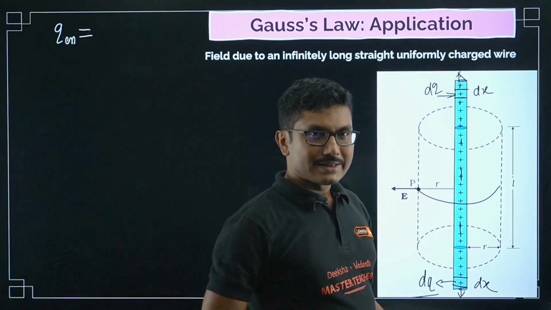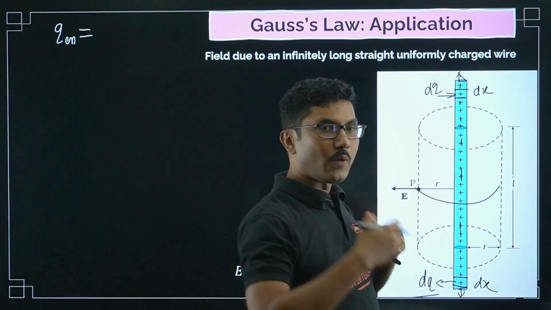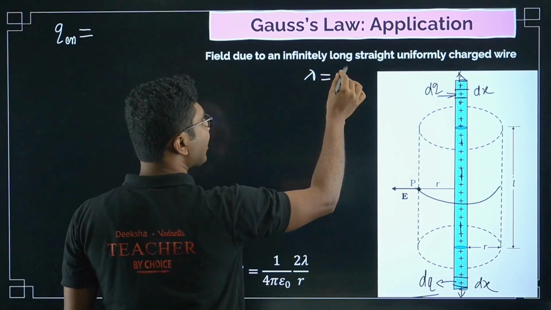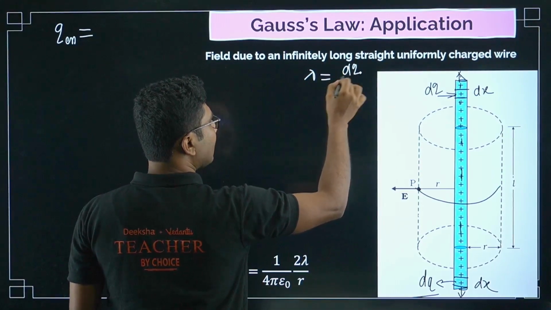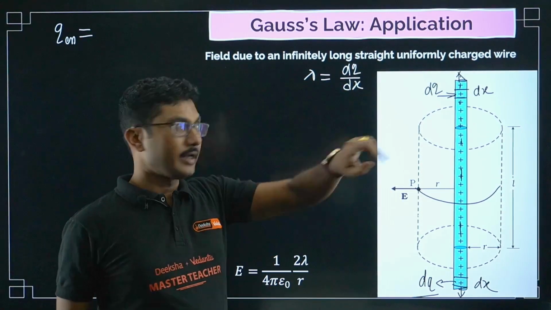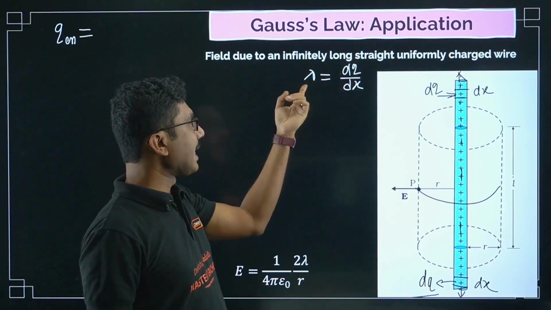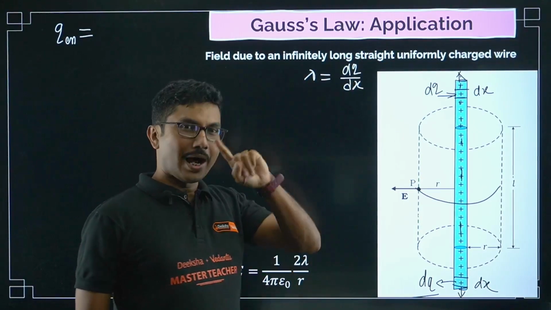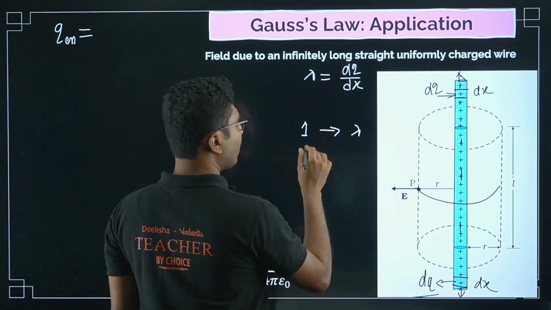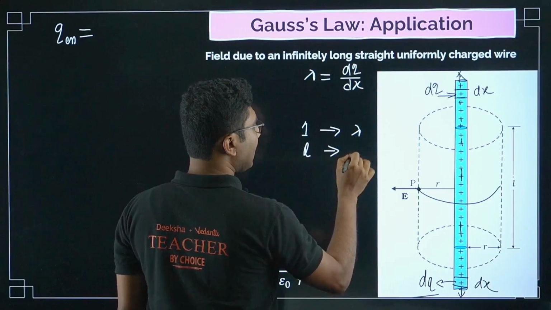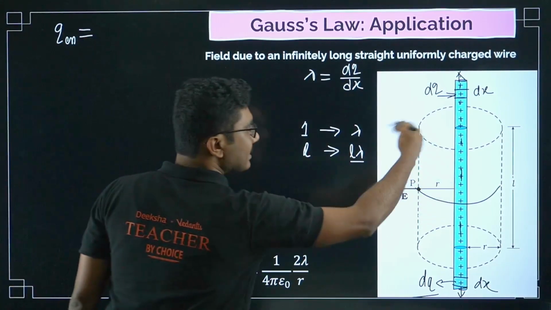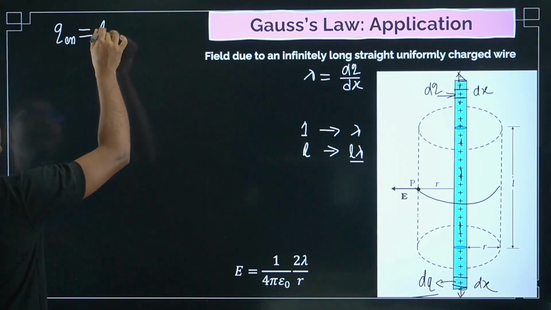charge density. Charge density means, for unit length, whatever is the charge, right? That is the charge density, which I already defined. So if you take unit length, that is dx equals 1, then whatever charge is there, that charge is lambda. For length 1 the charge is lambda, by the unitary method. For length L the charge should be L into lambda. So the charge enclosed by this cylinder will be L into lambda.